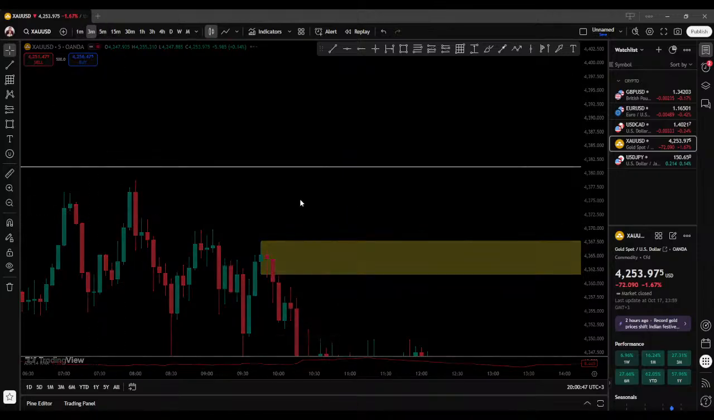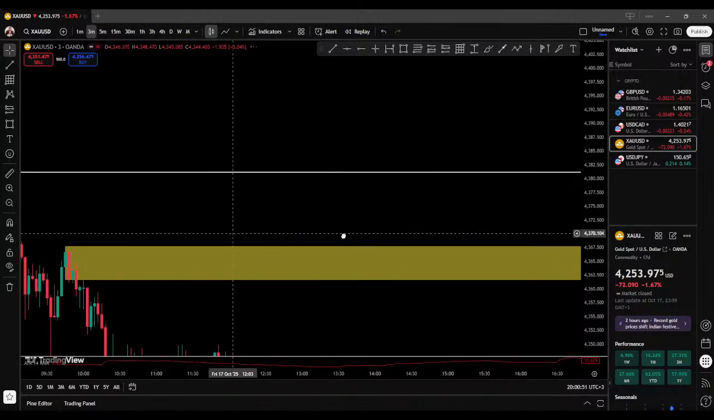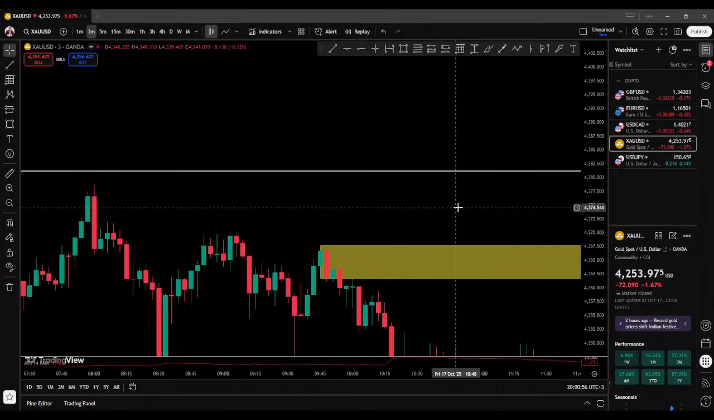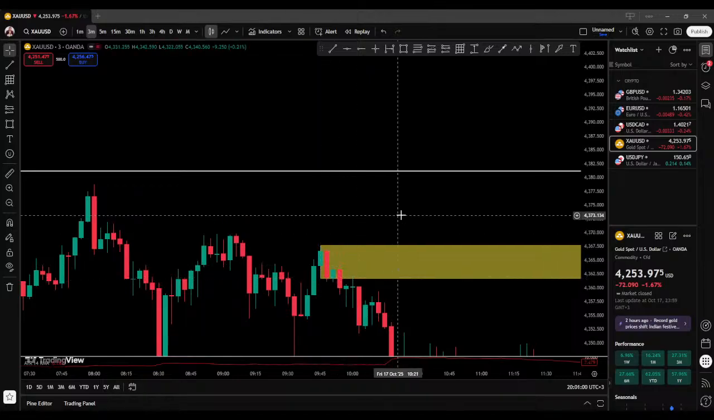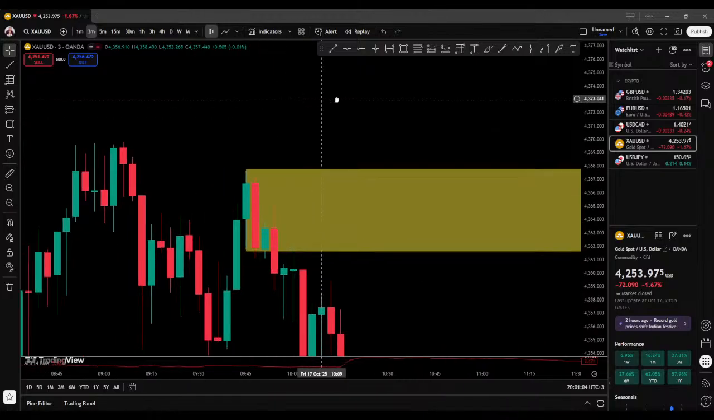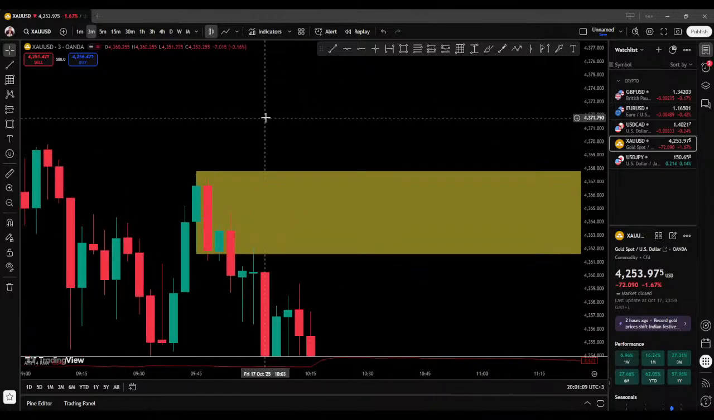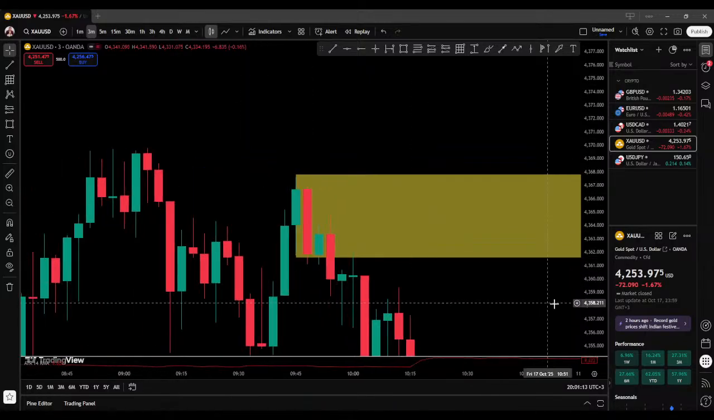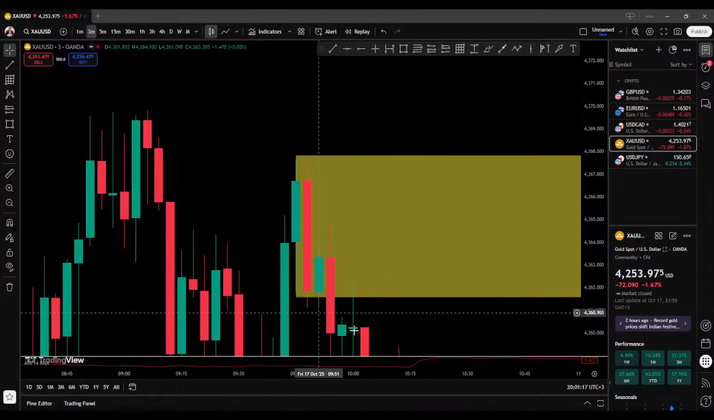What is in the 3 minutes? In the 3 minutes we see two things. We have an order block here and another one here. But if you are that serious, I don't know how serious you are, but if you are that serious, you can see that this swing high here is this one here.